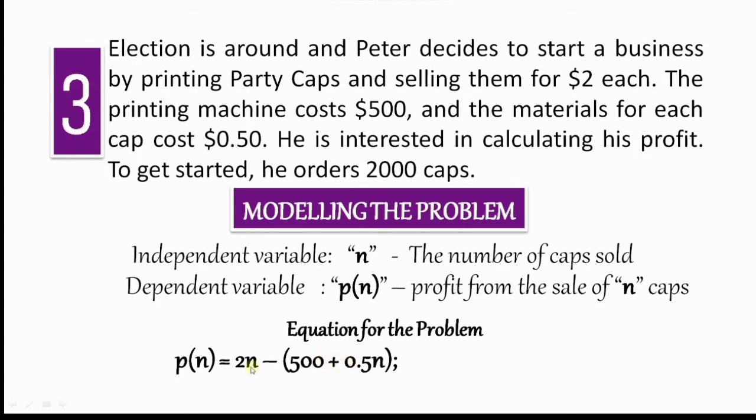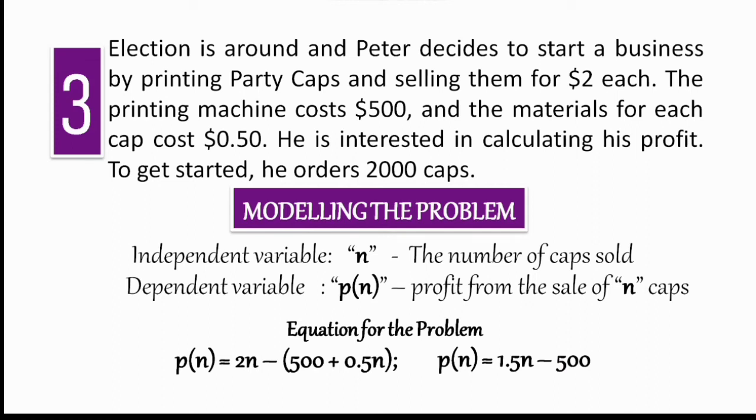Okay, so here we can simplify this equation. So that would be P of N. We break up this parenthesis, so you have minus 500 minus 0.5 N. So you subtract the 0.5 from 2, you will have 1.5 N minus 500. So P of N becomes 1.5 N minus 500. So this is the equation that will model our problem.